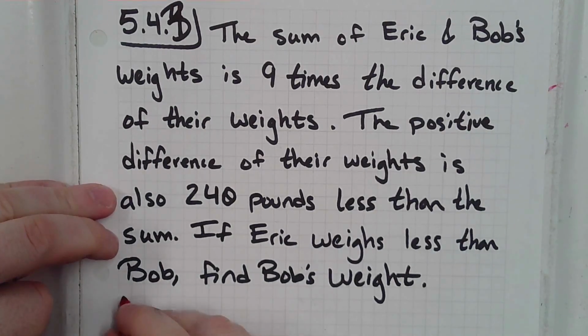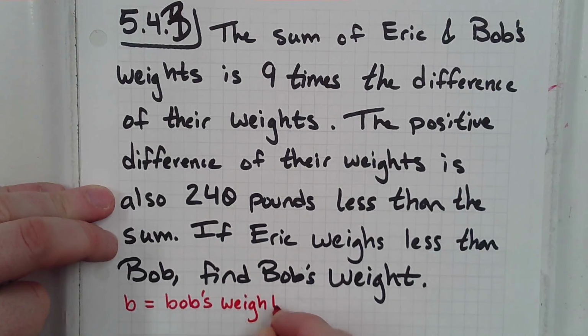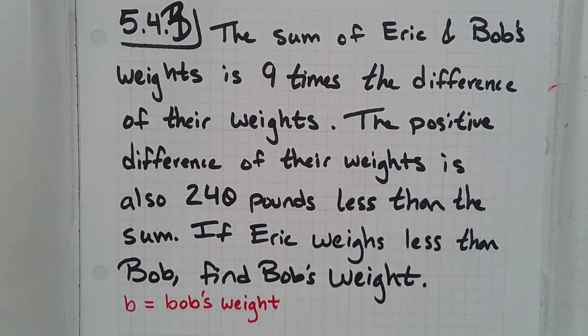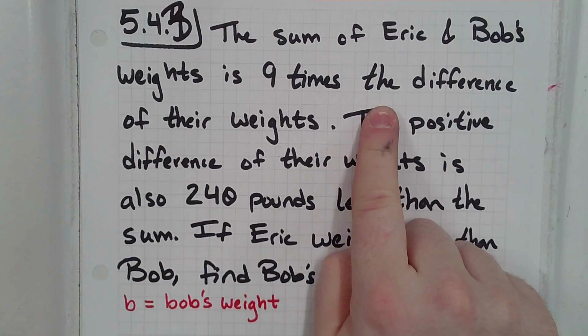So let's make B equal Bob's weight. That's the thing we really want to know, but we're probably going to have to find Eric's weight along the way. So let's have E equal Eric's weight. We do not know it, but we can represent it with E. Cool, and so we know the sum of those two weights is 9 times the difference of their weights.